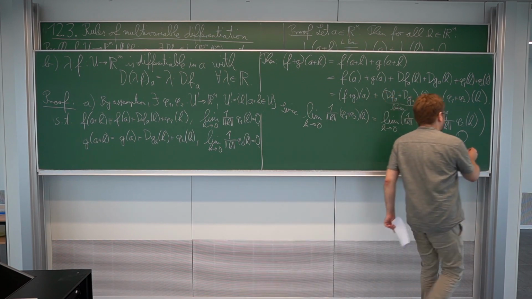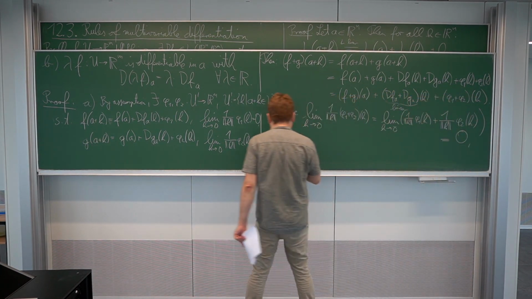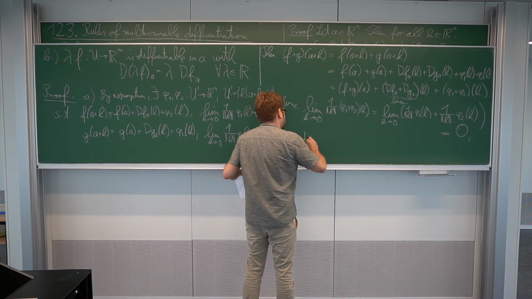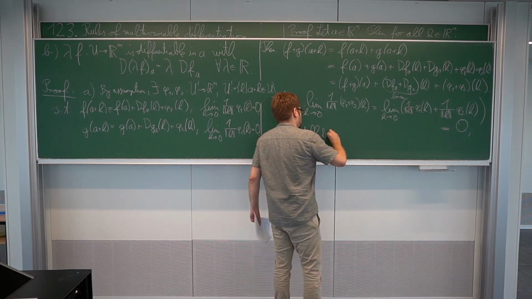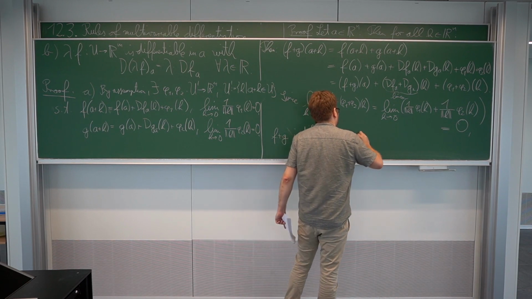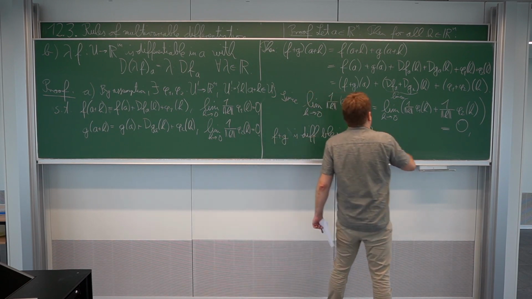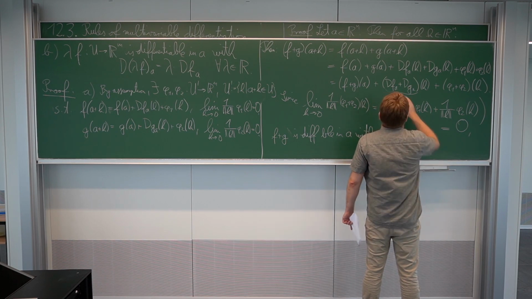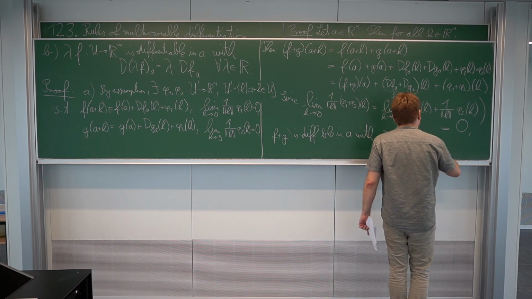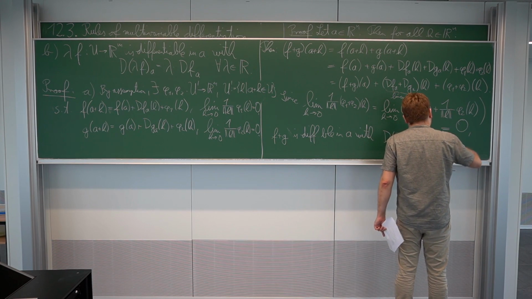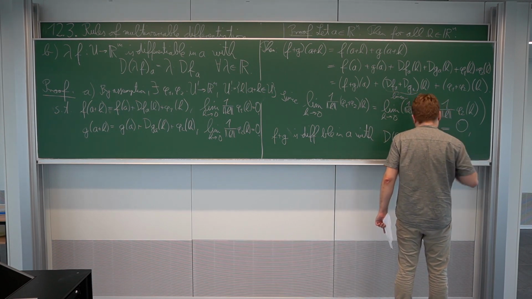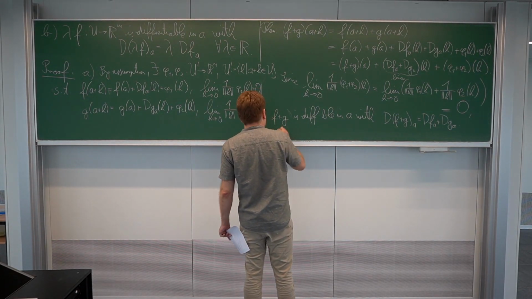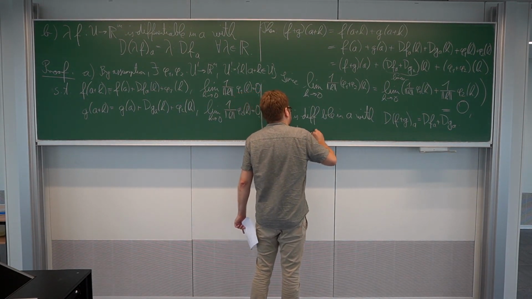And since this holds, this shows that f plus g is differentiable in A, and the derivative of f plus g in A must be the linear map which stands here, which is nothing but dfA plus dgA. Okay, this proves part A, and B analogously.